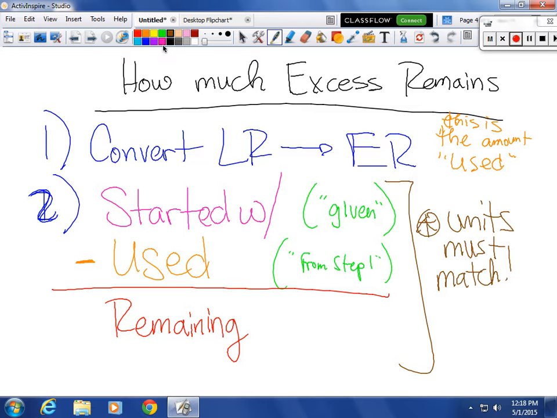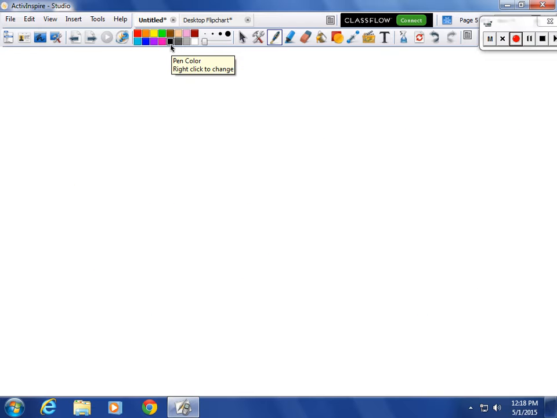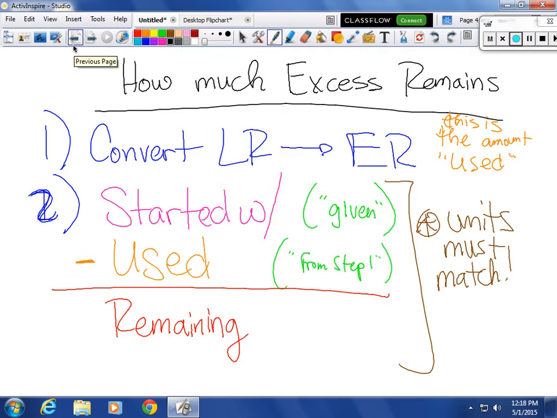So let's work through the problem. What was the limiting reactant again? It was 5.4 moles. Oh, one more point I want to bring up. Down here at the bottom, and Callie kind of made a point of this. On the very far right in brown, it says the units must match. And what do I mean by that? Your given was in what? Moles. So your used also has to be in moles. You can't have your given in grams and subtract moles from it. Make sure your units match. That's common sense, but I just want to say it.